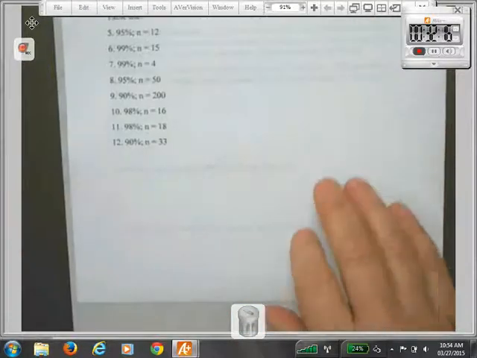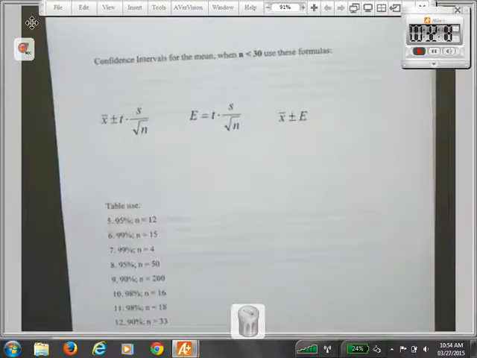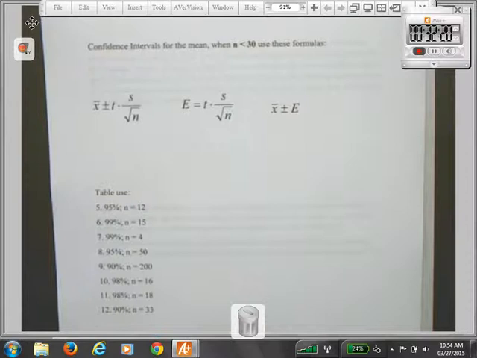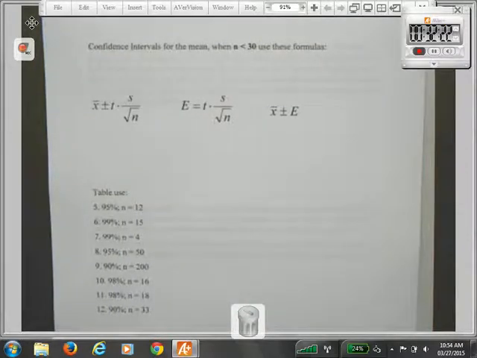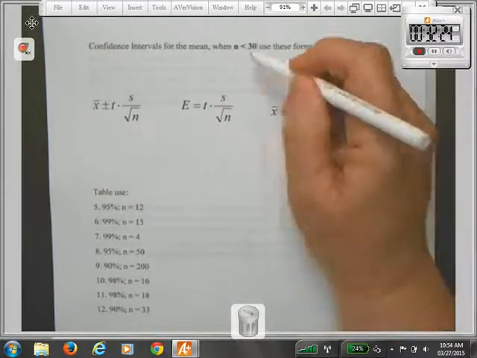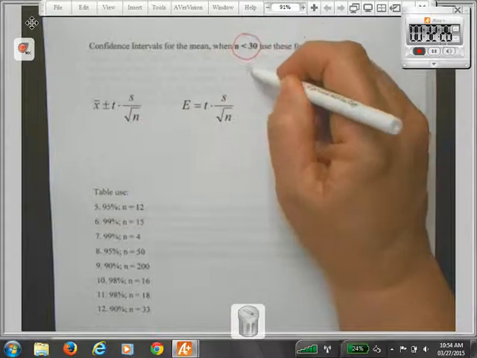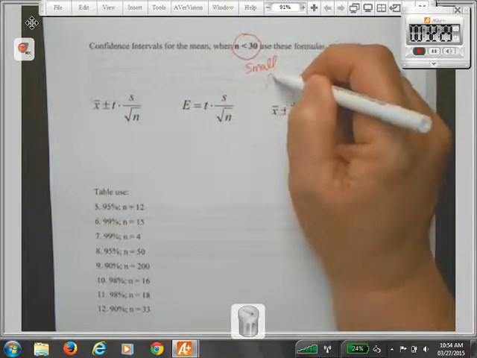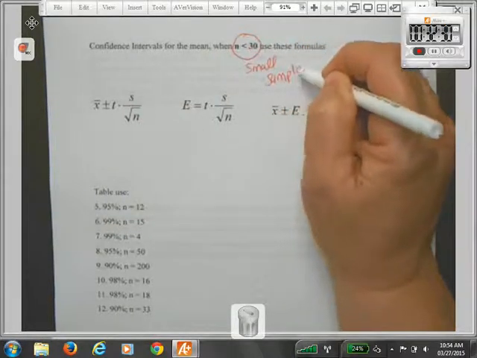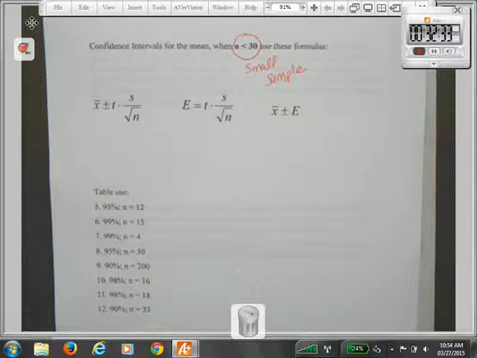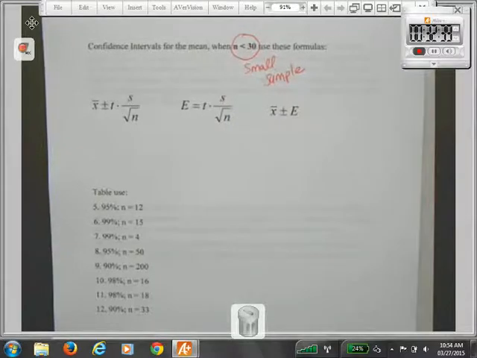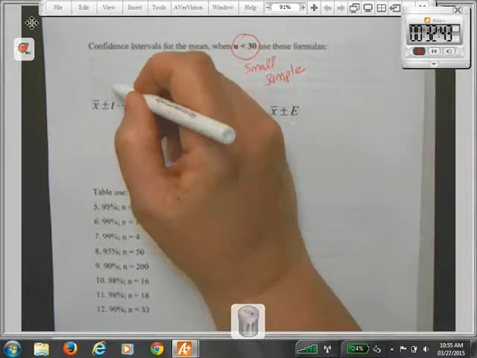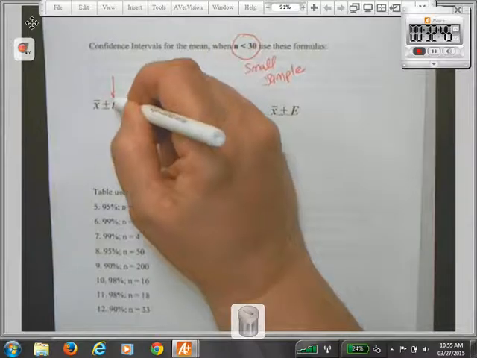All right, we now have to look at what happens when we have an N that is not 30. It is less than 30. It's a small sample. When N is less than 30, we consider that to be a small sample, and it changes our confidence level. That's what it changes the most. We are now going to use, instead of Z, a T distribution.